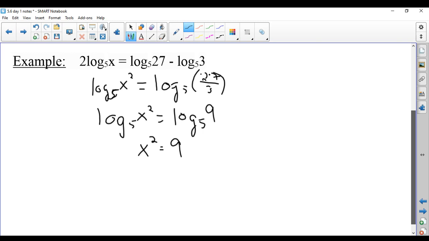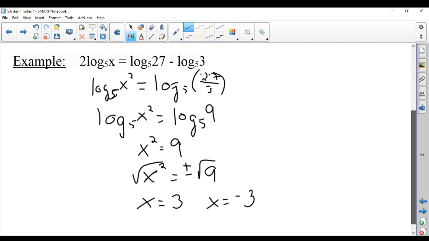And then we solve the same way that we normally would. We're going to take the square root of both sides. I take the square root of x squared. And I'm going to take the positive and negative square root of 9. So I have x equals 3 and x equals negative 3.